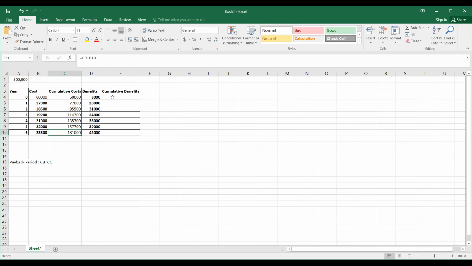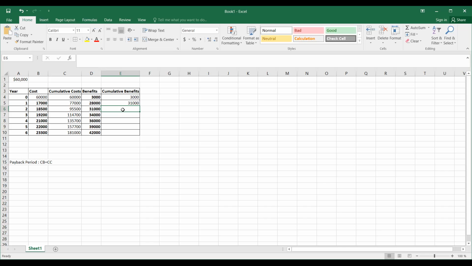181,000. Now benefits. For benefits, you'll start off the very same way that you did for the costs. So it's equal to your very first benefit here, which is 3,000. Your cumulative benefits for the first year is 3,000 plus 28,000.